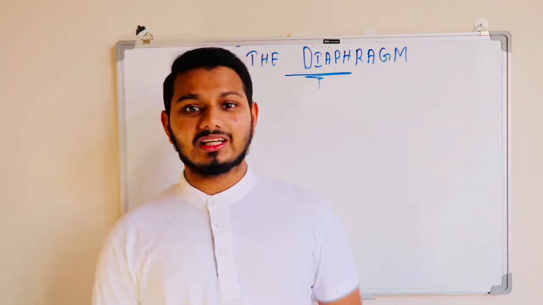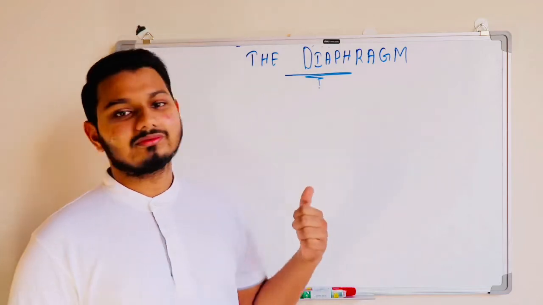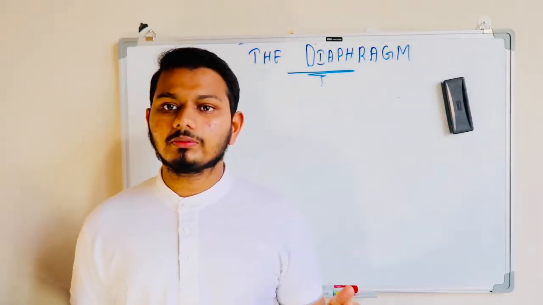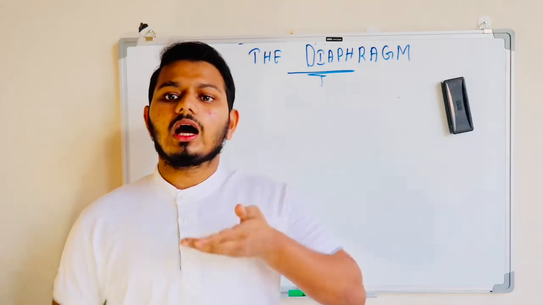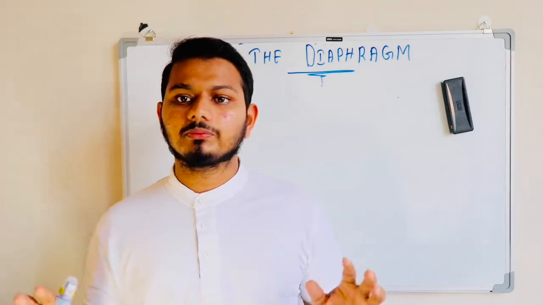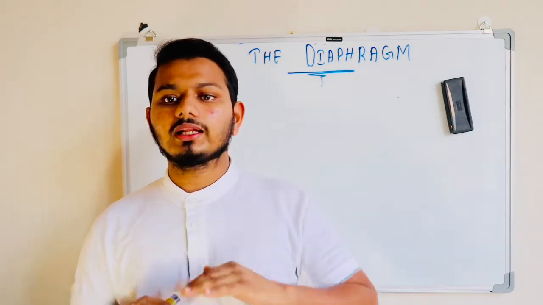And today we will be studying about diaphragm. What is diaphragm? Diaphragm is a fibromuscular septum that separates the abdominal cavity and the thoracic cavity. It's a fibromuscular septum that separates the thorax and the abdomen.